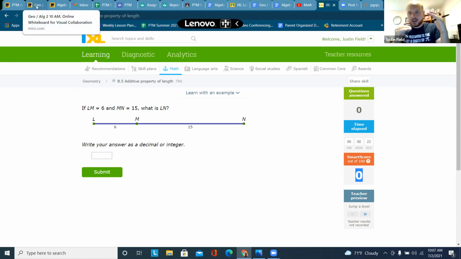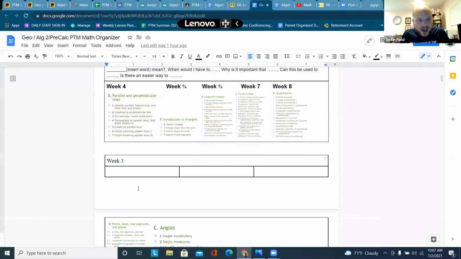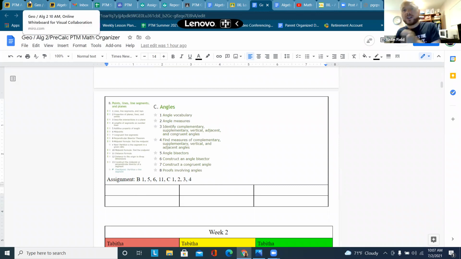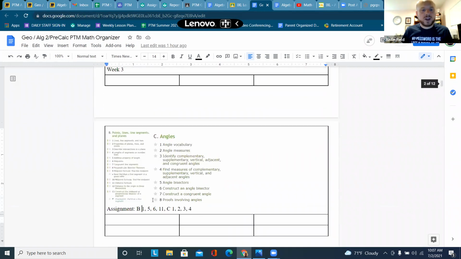And in the middle, posting in the organizer. You do 10 minutes each in order to get the question from each assignment that you want to put in the organizer. So for every assignment, and we have B1, 5, 6, 11, C1, 2, 3, and 4, I should see one question in the organizer at least from each one of those. And then the week 3 table is right here.